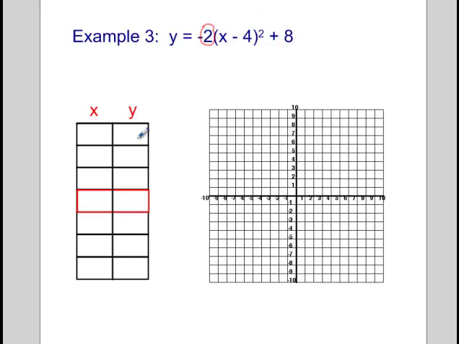So we have +4 for my vertex, +8, plot it, and then I'm going to go 3 or 5. Maybe you'll like 5 because you'll have positives. 5 minus 4 is 1. 1 squared is 1. That 1 comes out, multiplies a -2, so it's -2. -2 plus 8 is 6. 5, 6.